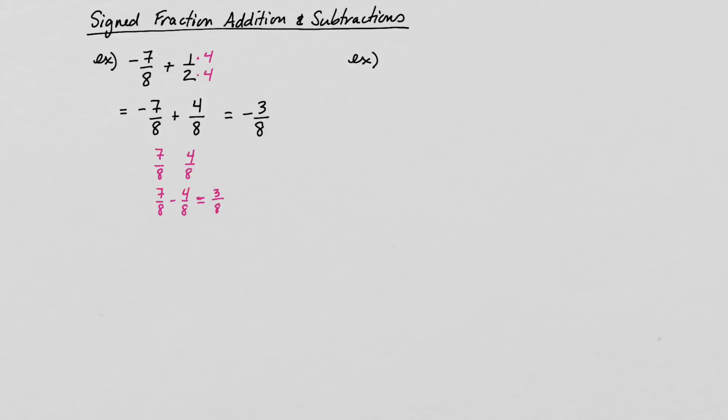Let's say we were doing negative 7/9 minus 2/3. So again, the first thing I'm going to do is make sure that the denominators are the same. So here the denominator is 9, here the denominator is 3. So I'm going to multiply this one by 3 so I can make it into a 9. So times 3 on the bottom. Whatever I do to the bottom, I have to do to the top. So my problem now becomes negative 7/9 minus 6/9.